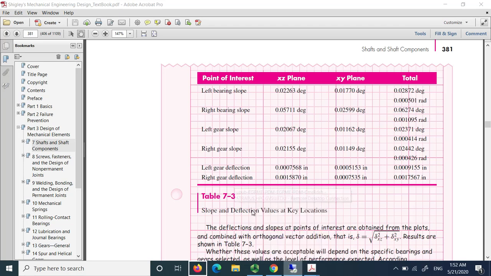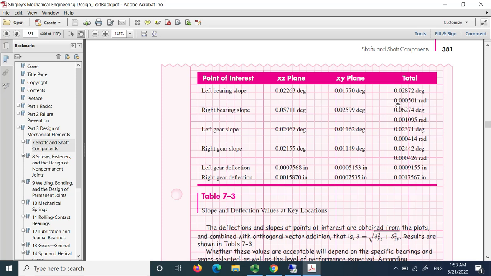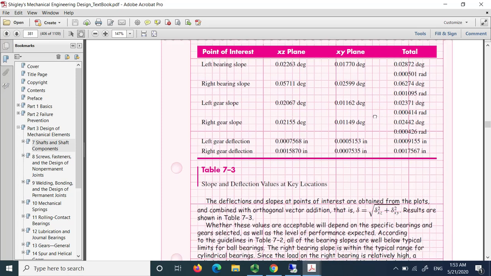And for the right bearing slope, he has a larger value, 0.0011. Let me see what I have on my last one. This is my last one, 0.0011. So you see that one matches what he has.